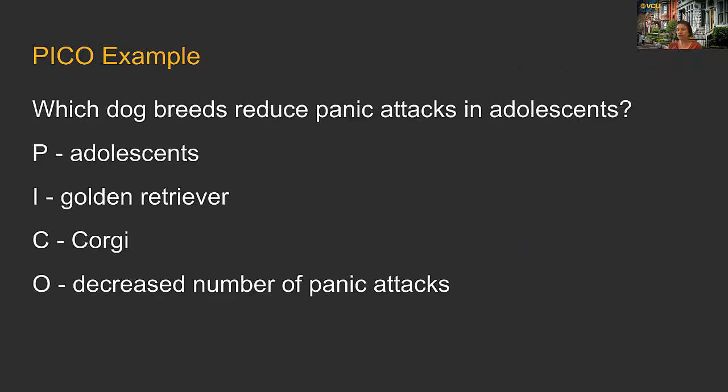So as an example, for PICO, for our question, which I've narrowed now to which dog breeds reduce panic attacks in adolescents, our population is adolescents. One intervention might be golden retriever, and we might want to compare that to corgis. And the outcome is, of course, decreased number of panic attacks.